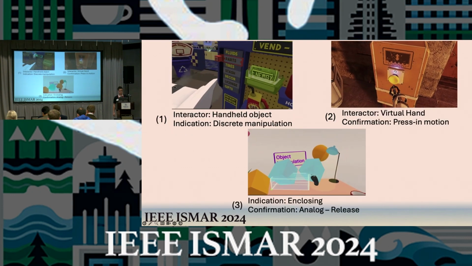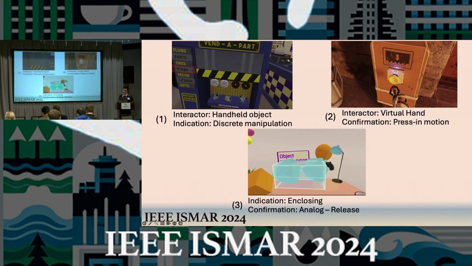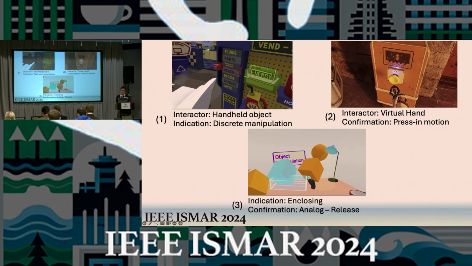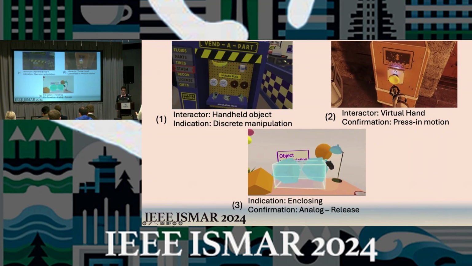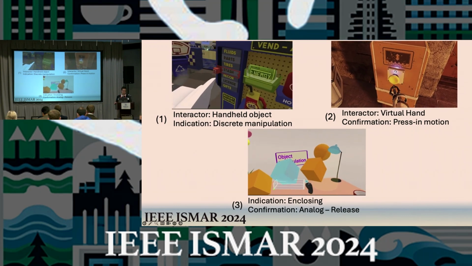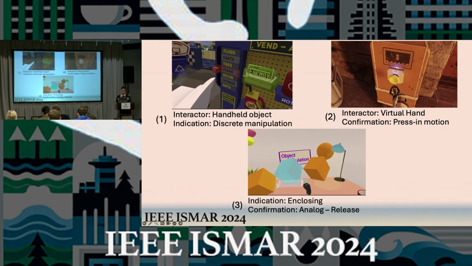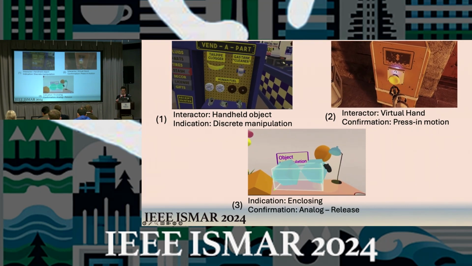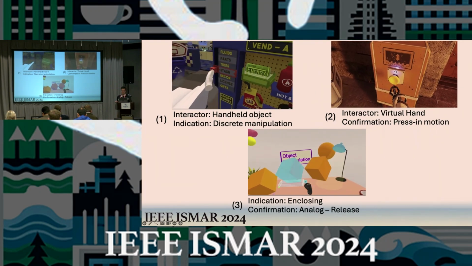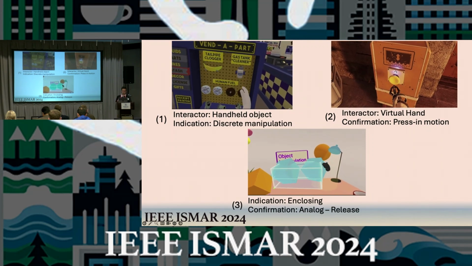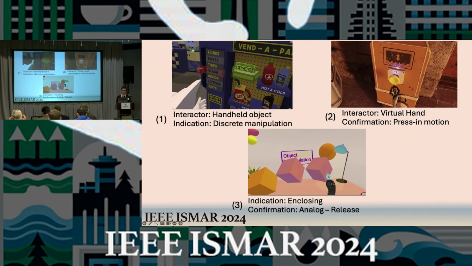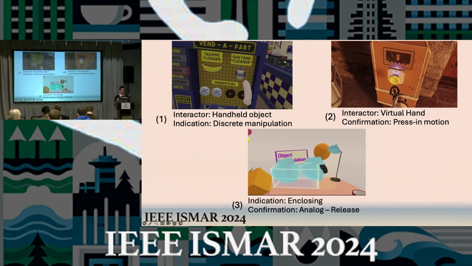In example 1 from before, the proxy handheld object is the interactor, and the indication method is discrete manipulation. In example 2, a virtual hand representation requires pressing a virtual button to confirm a selection. And in example 3, a bounding volume is used to enclose target objects, and releasing the trigger button confirms the selection.